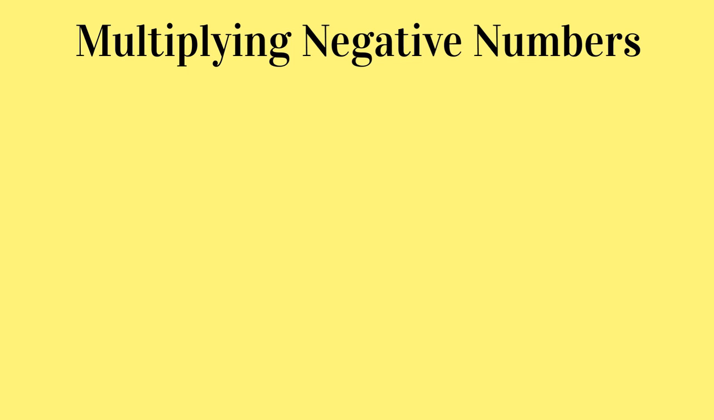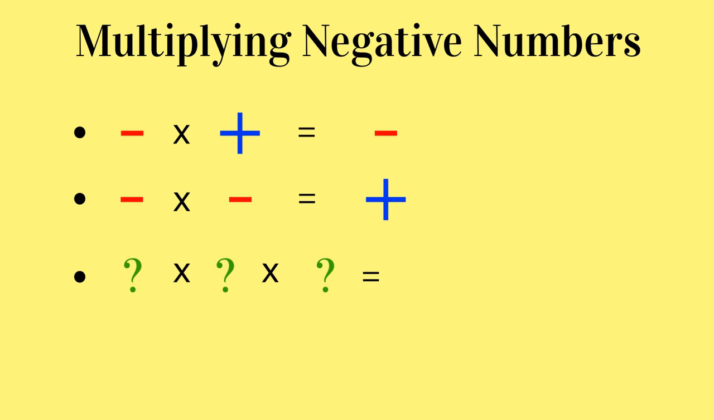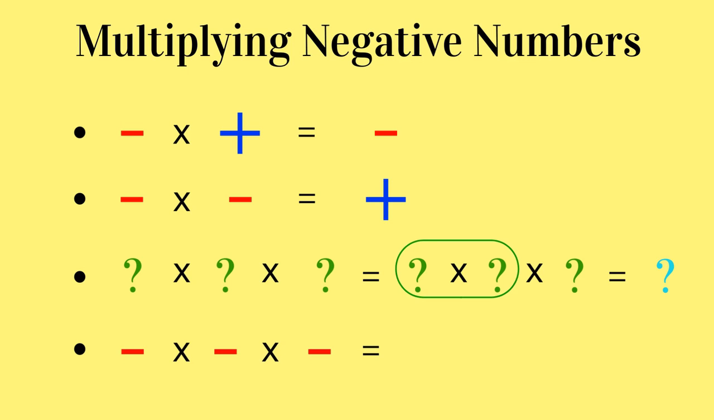Let's summarize multiplying negative numbers. If you multiply a negative number and a positive number, your answer will always be negative. If you multiply two negative numbers together, your answer will always be positive. If you multiply 3 numbers together, you need to break the question down into stages. If you multiply 3 negative numbers together, your answer will always be negative.